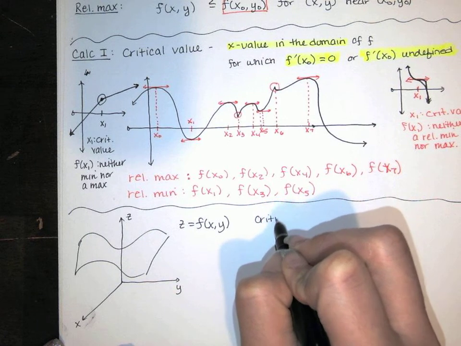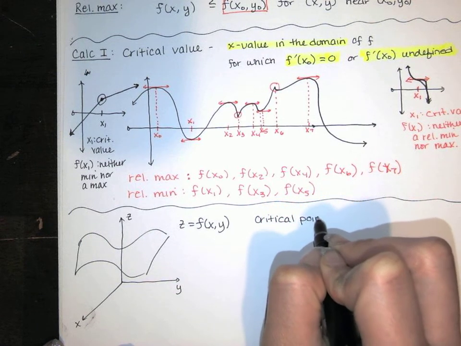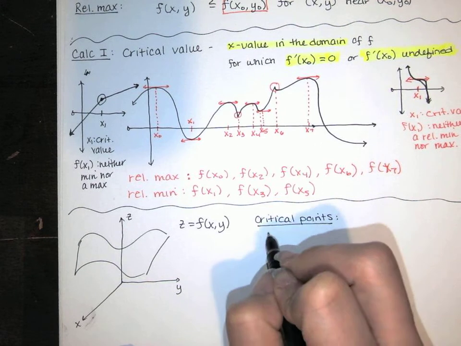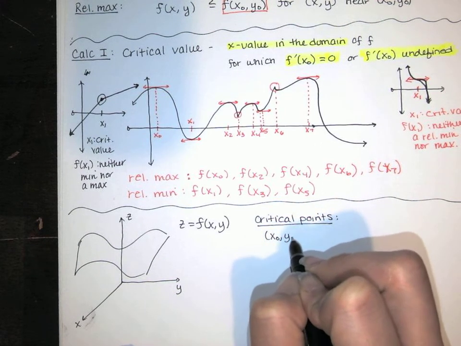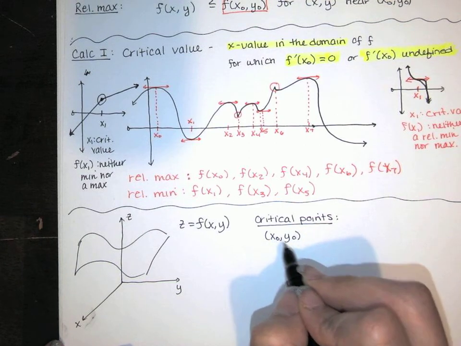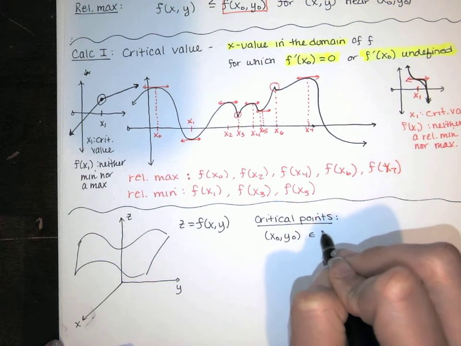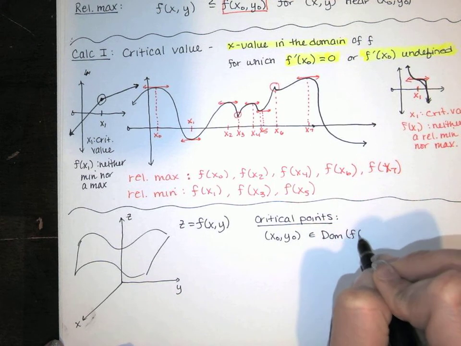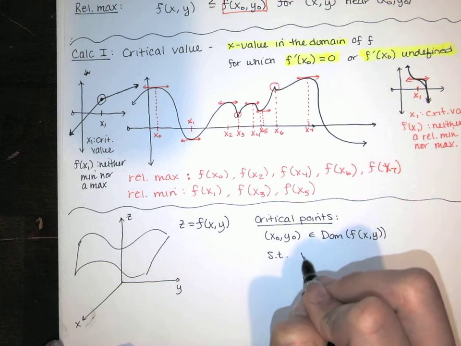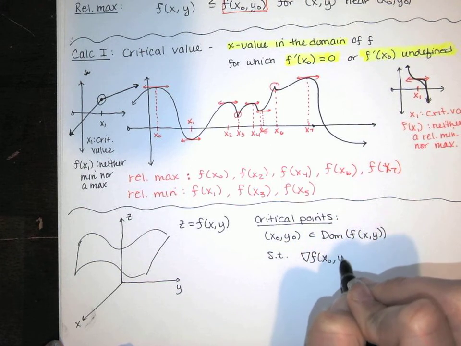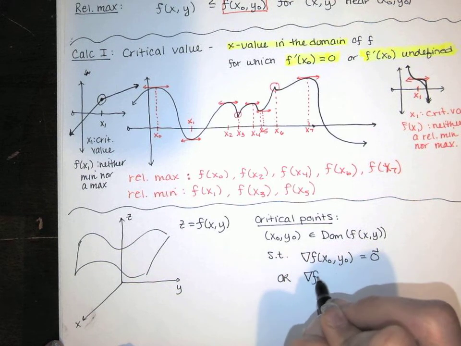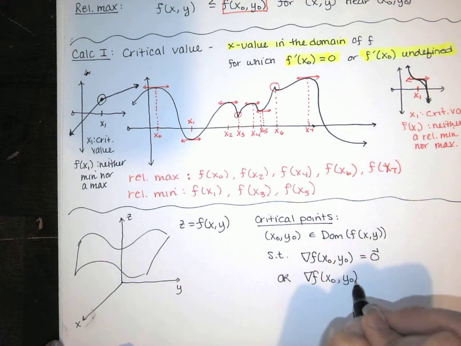So here is our Calc 3 definition of a critical value. So critical values, or I guess we should call them critical points now. We also called them critical points in Calculus 1. But these are different. These are actually xy pairs. Our critical points are points of the form x naught, y naught in the domain of your function, such that the gradient at that point is the 0 vector, or the gradient at that point is undefined.